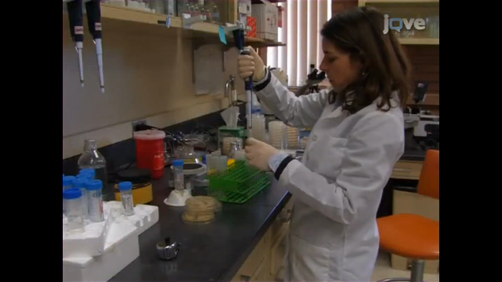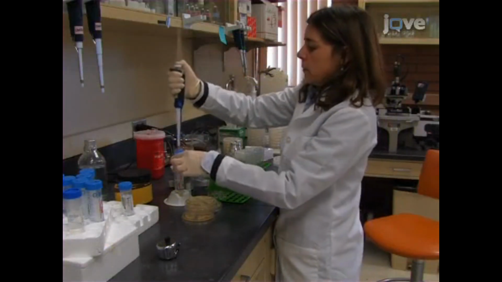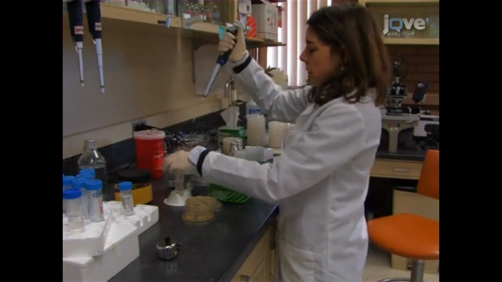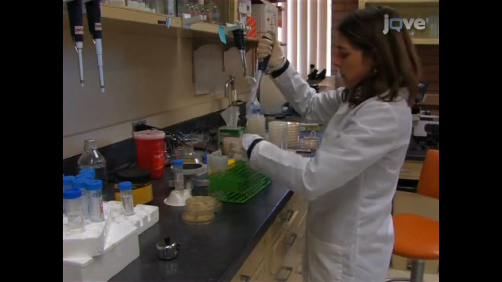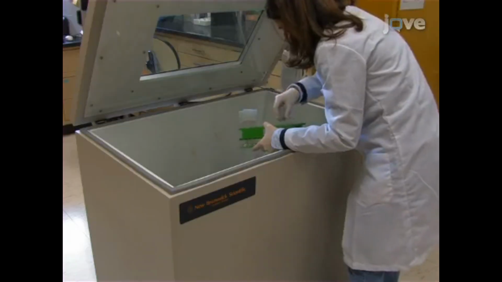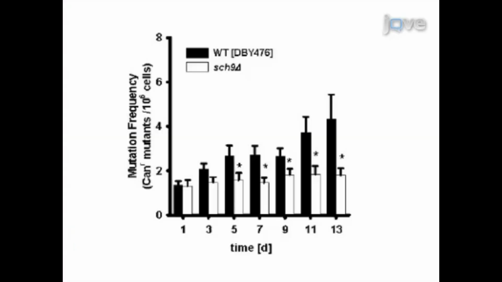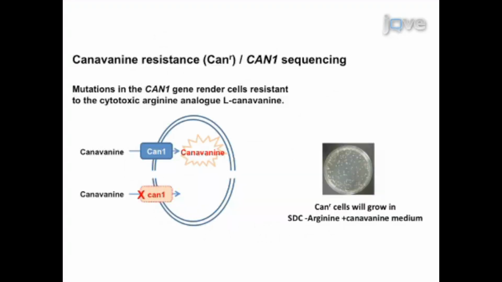To assay for DNA damage and mutation frequency during chronological aging, a number of strains with special features are grown in parallel with the wild-type strain for the yeast CLS assay. Spontaneous mutation frequency can be evaluated by measuring the frequency of canavanine resistance in a chronologically aging culture. Mutations in the CAN1 gene, which encodes the plasma arginine permease, render cells resistant to the arginine analog L-canavanine.